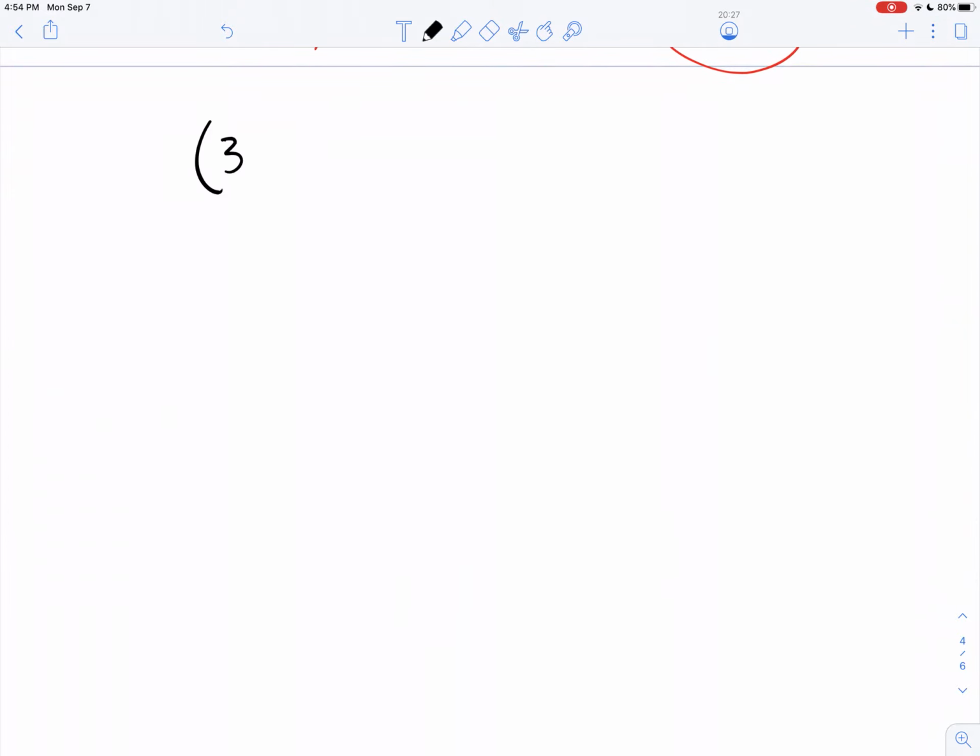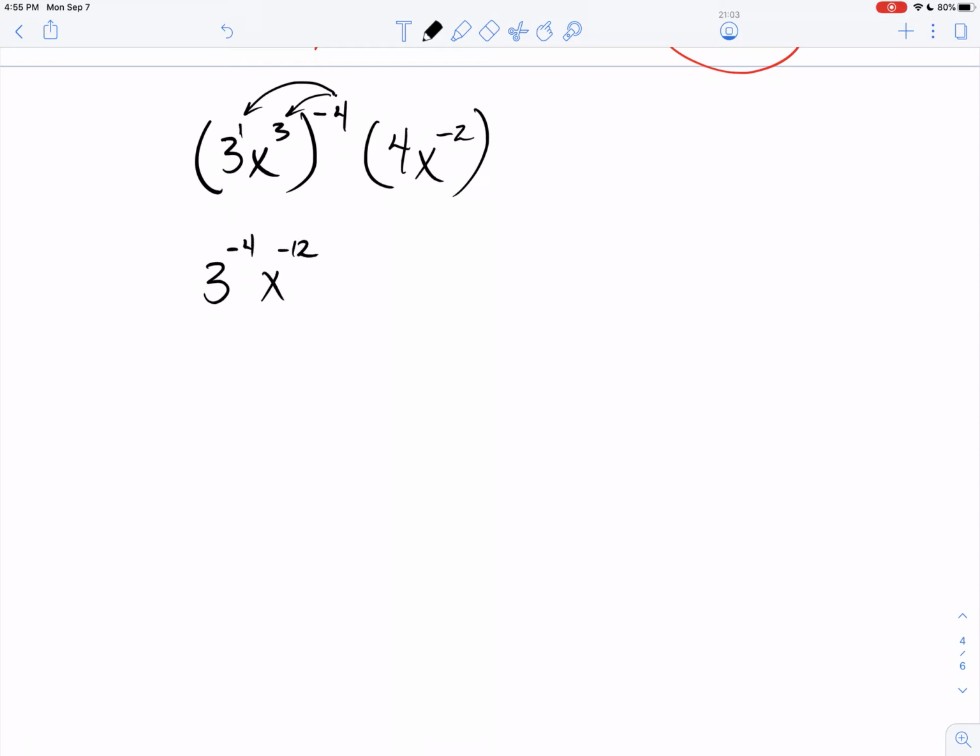I'm going to go parentheses, 3x to the third, to the negative 4. And then they had something else over here. They had something like 4x to the negative 2. All right, the supreme rule is this. This guy has got to go first. Once I do this, then I don't have to, but remember, this is 3 to the first power. So in the book, they're going to write this out. 3 to the negative 4. This is the only time I multiply, so that's x to the negative 12.